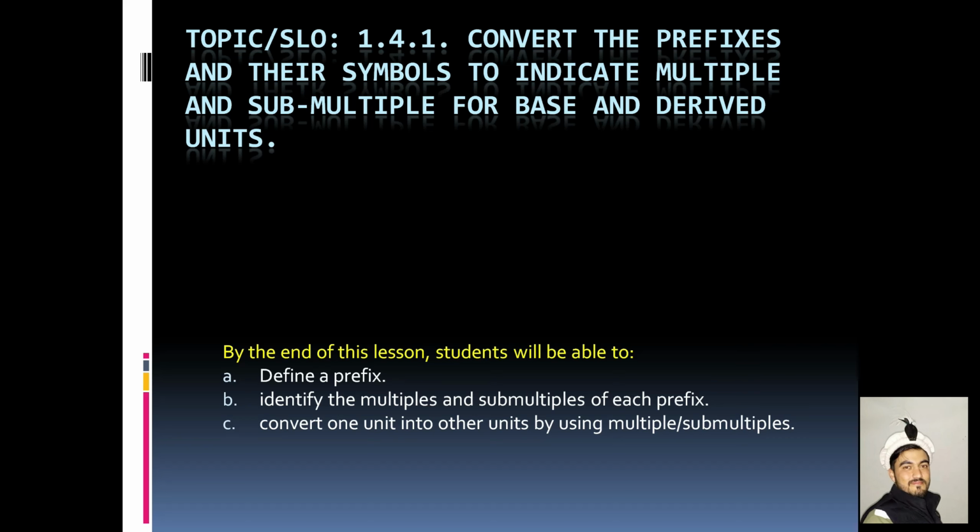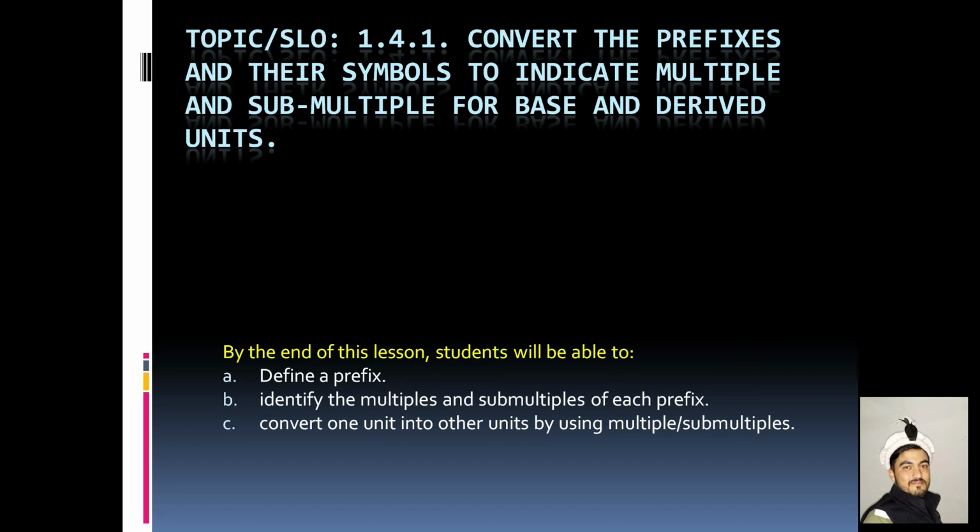Today I am going to discuss another topic from chapter number 1 of grade 9 physics, which is about prefixes. Our today's topic or SLO is to convert the prefixes and their symbols to indicate multiples and submultiples for base and derived units.